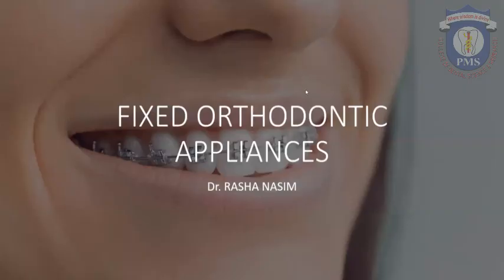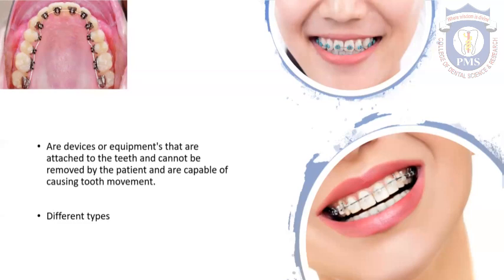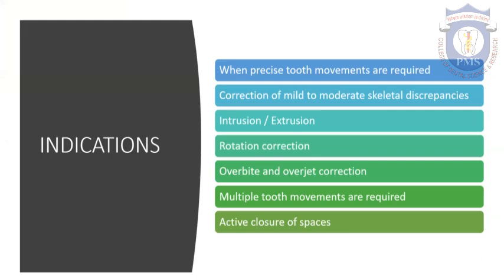Good morning. Today we will be dealing with fixed orthodontic appliances. Fixed orthodontic appliances are devices that are attached to the teeth and cannot be removed by the patient, and are capable of causing tooth movement, unlike removable appliances which can be removed by the patient. There are different types of fixed orthodontic appliance systems which we'll deal with later on.